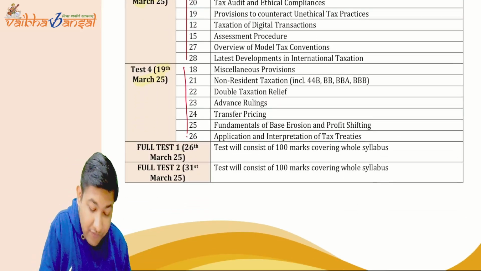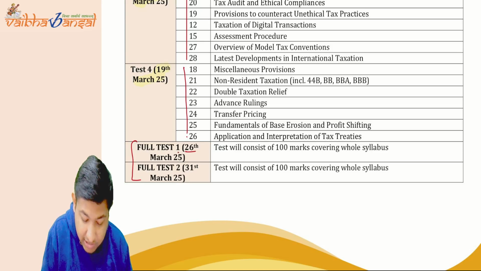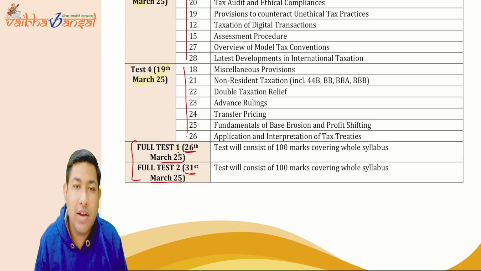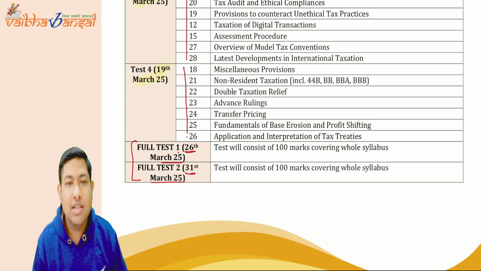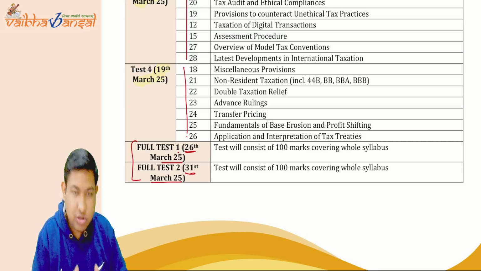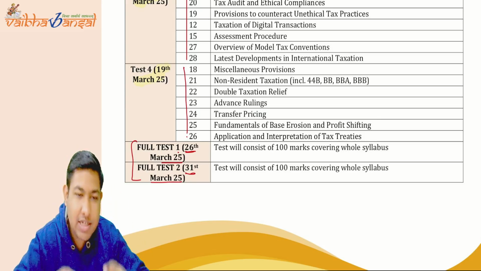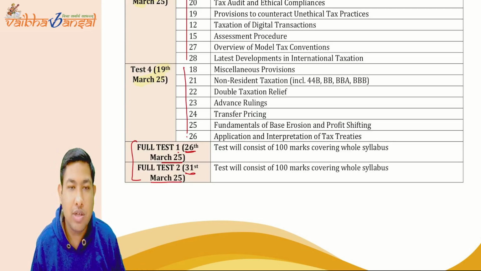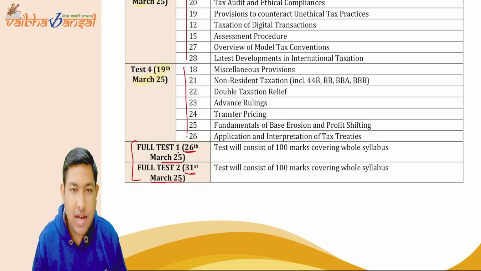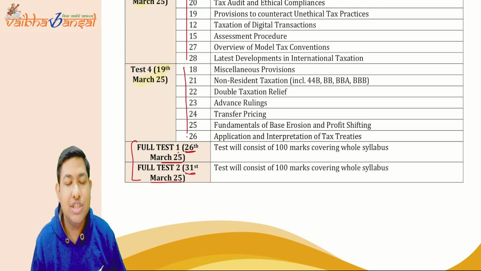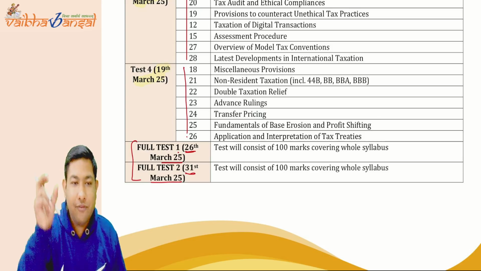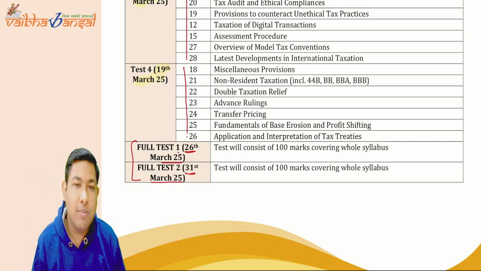Then we will have two full tests. Full test number 1 will be conducted on 26th of March, and full test number 2 will be conducted on 31st of March. If you are taking the scheduled test, we encourage you to write those tests on that particular day itself. But we have also given you the option of an unscheduled test: if you are not able to write the test on these dates, you can opt for the unscheduled test and give the test at a later date, as per your choice. But there is a final last day by which you have to submit your test papers.